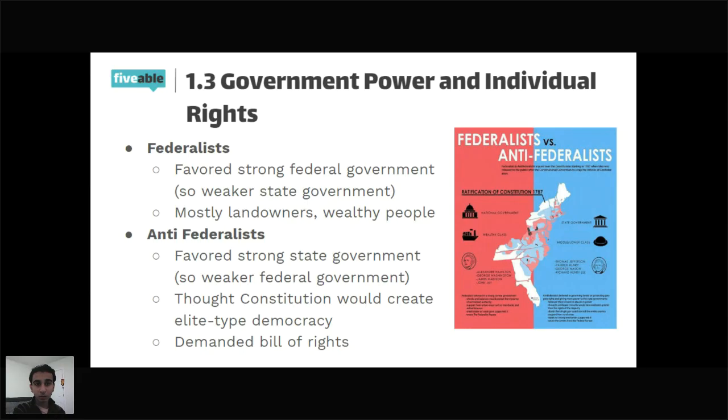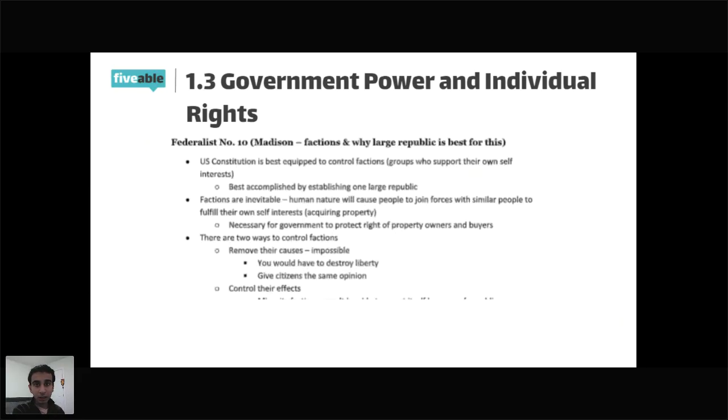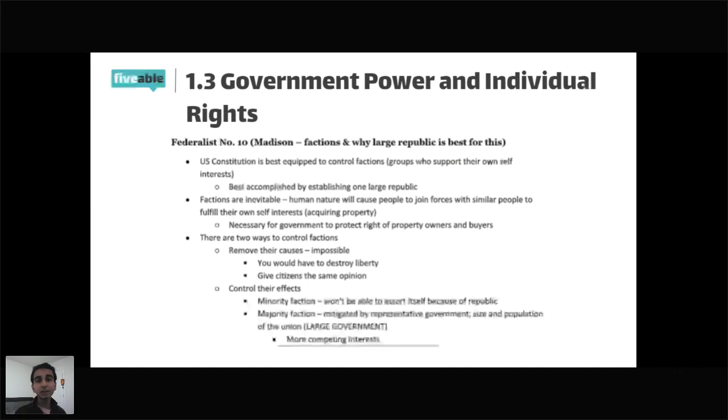All right, so the next thing we're going to talk about is the first foundational document. The first foundational document that we're going to talk about is Federalist 10. In terms of what the Federalist Papers were, there were a series of 85 essays, and they were written by Hamilton, Madison, and John Jay, basically advocating for the ratification of the Constitution.